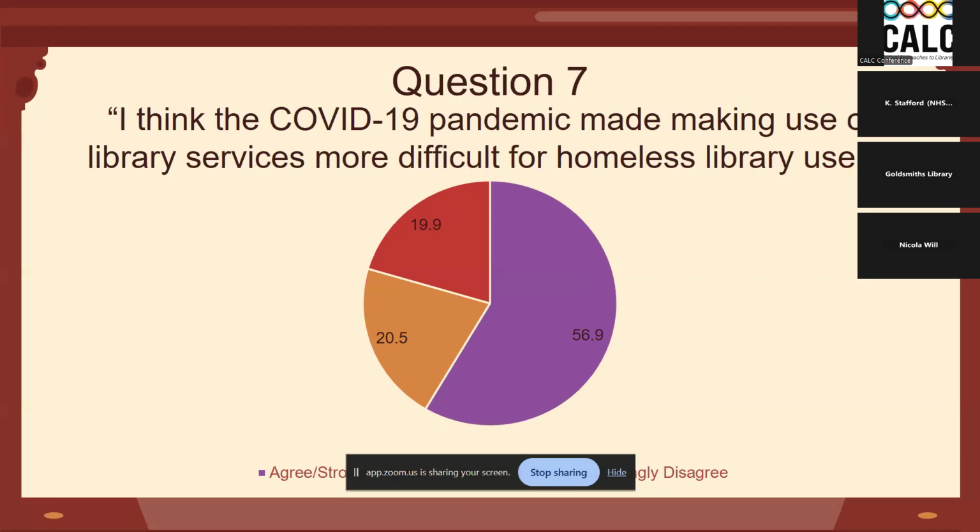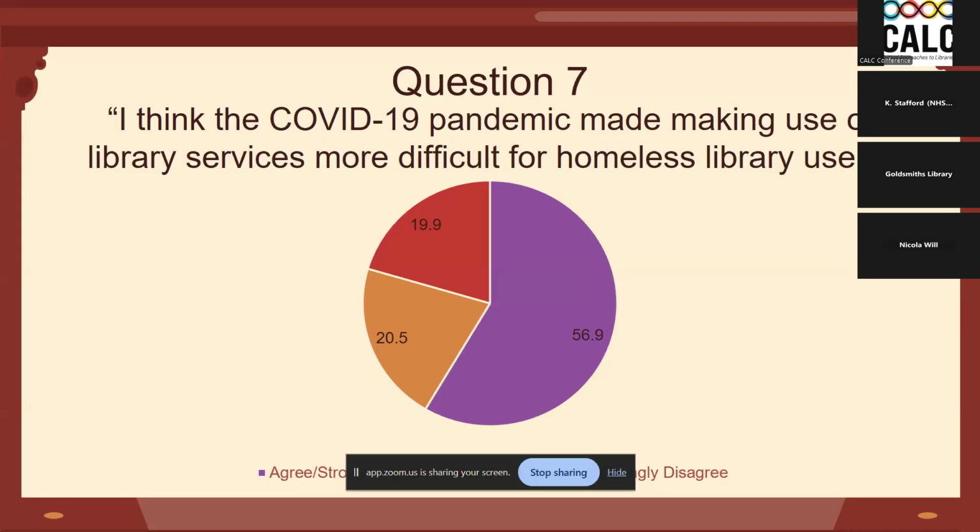Now, looking at question 7, although the pandemic can sometimes feel very far away now, its effects are still felt in libraries quite keenly, and the closing of public libraries had quite a deleterious effect on homeless library users. This was especially the case because even upon reopening, there were significant restrictions on dwell time.